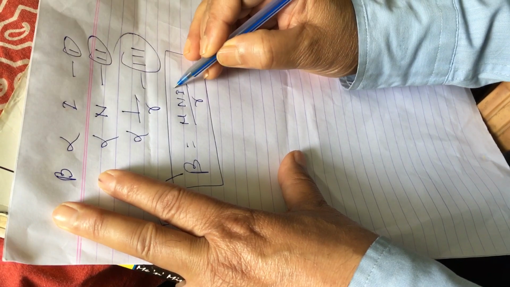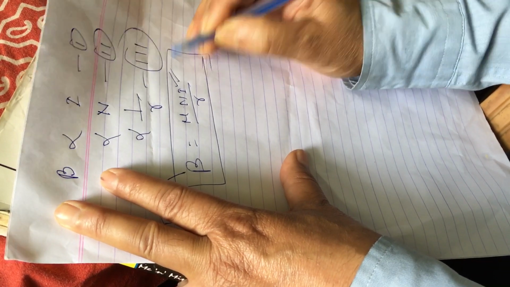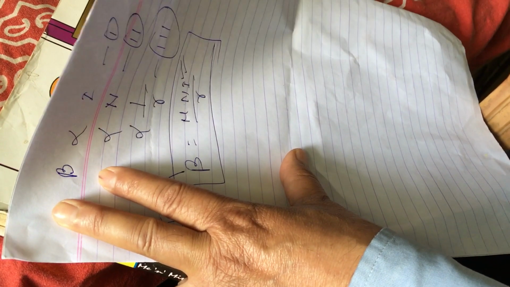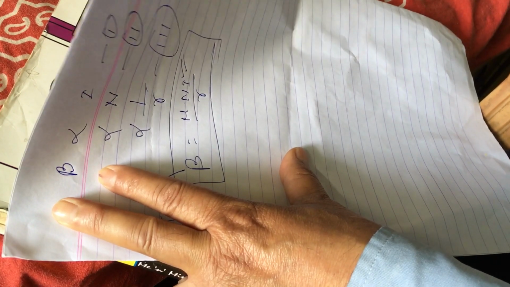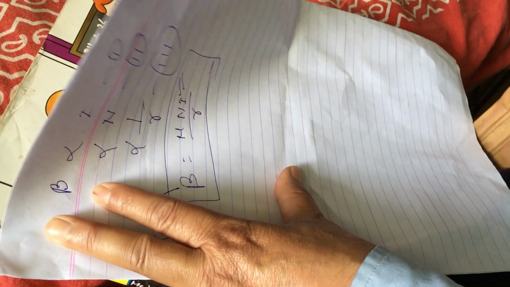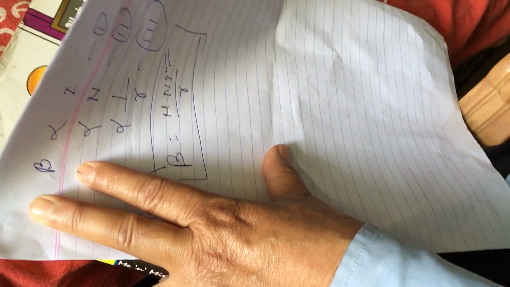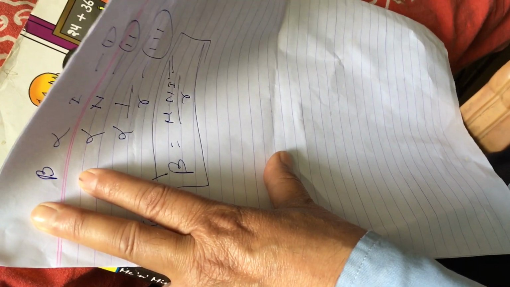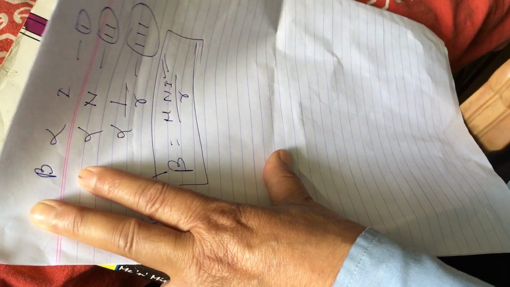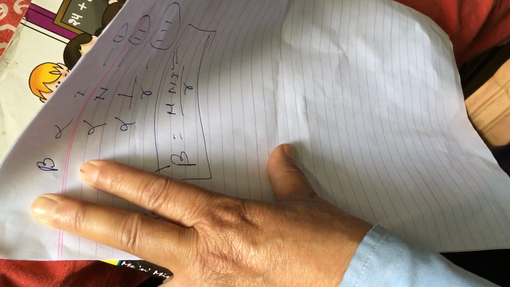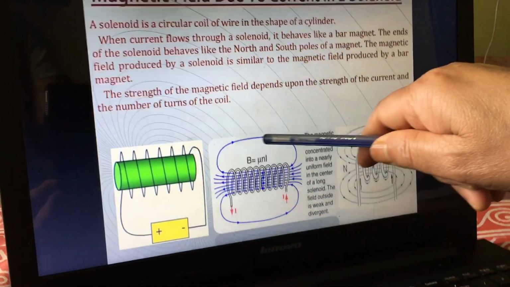One is what? Strength of current. I stands for current. So if we increase the strength of current, the magnetic field is definitely going to increase. But there is a limit that in a wire, in a conductor, up to a certain limit we can increase the current. Beyond that we cannot go. So there is another way to increase the magnetic field. What is another way? We increase the number of turns.